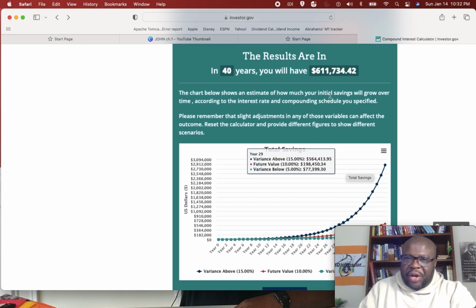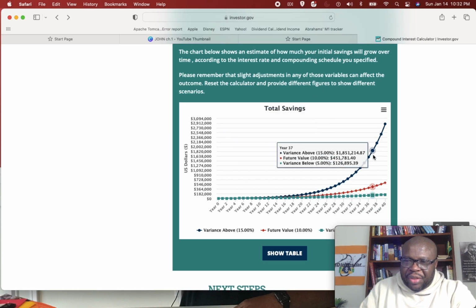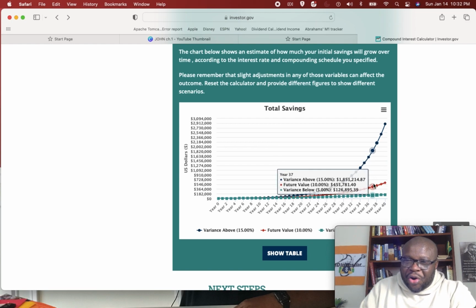In 40 years, they said you're going to end up with about $611,000, right? So this is the future value at 10% return. So you're in an S&P 500 index fund, 40 years, you'll have $451,000. I know you've been contributing $100 a month. That's $25 a week, $100 a month, and you've been reinvesting the dividends as well. They pay dividends. You're going to reinvest the dividends, buy more shares, and you're investing $100 a month.